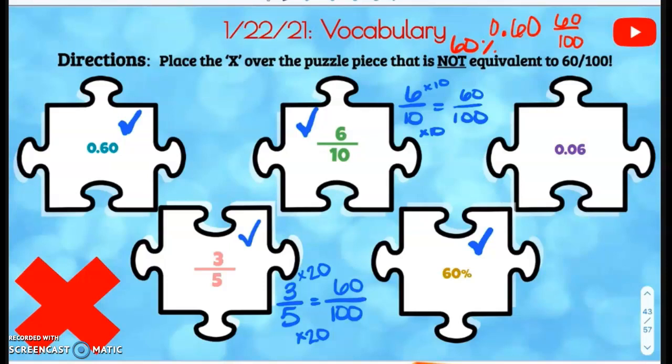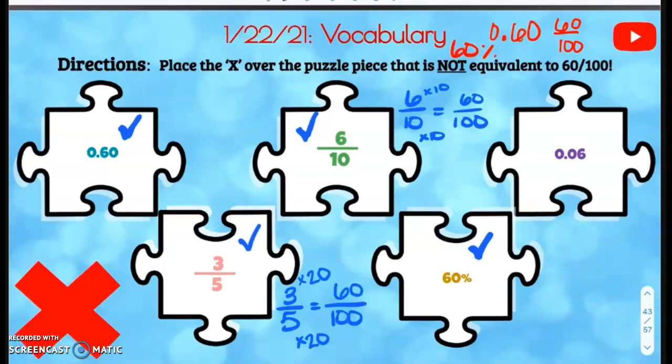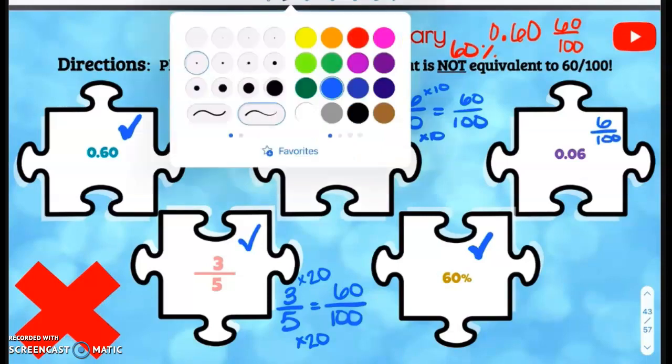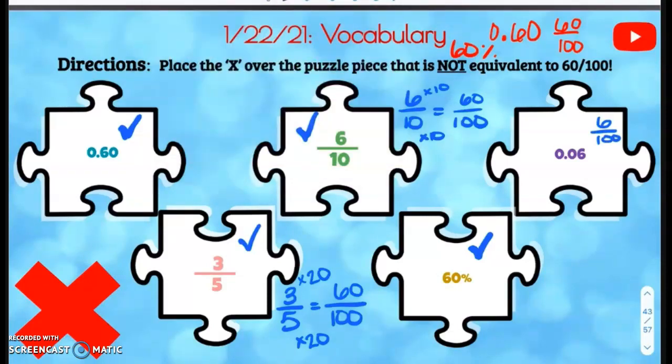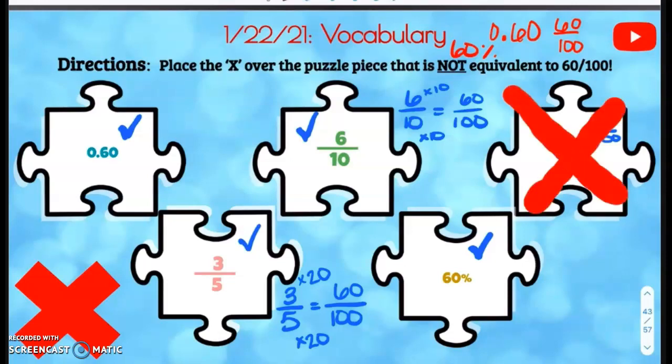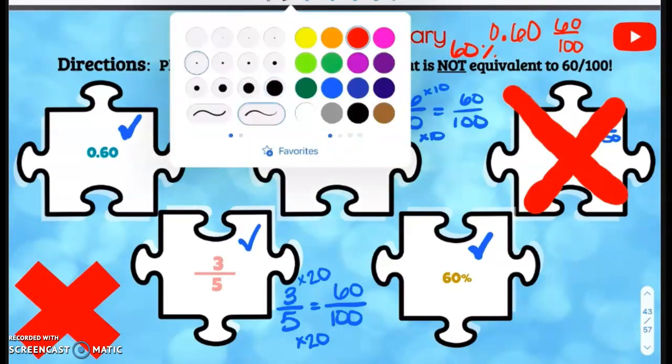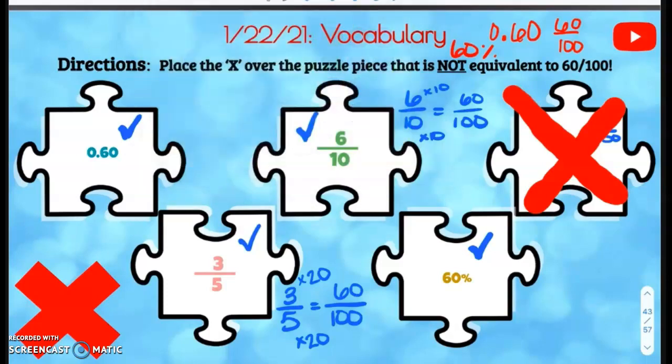So this is 6 out of 100. Not 60 out of 100. So that is actually going to be the incorrect one because that is not 60 out of 100. That's just 6 out of 100. So you can go ahead and place your red X across that puzzle piece. And great job, you guys.